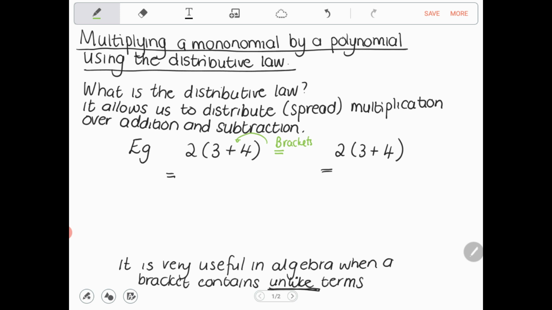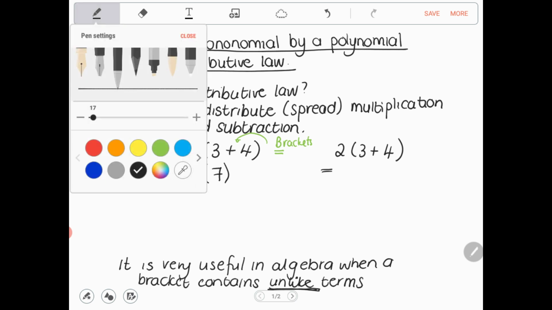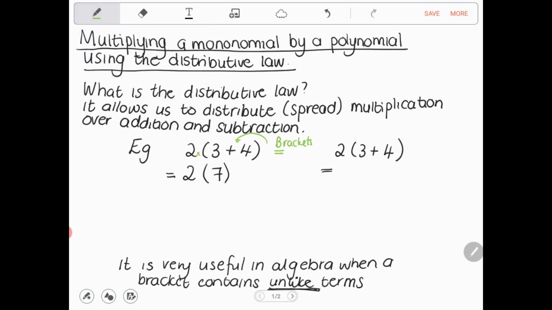So if we look at this arithmetic example, 2 times (3 plus 4), we would normally ask ourselves, can we do what's inside the brackets? And the answer in this case is yes. I can add the 3 plus the 4 to give me a 7. Once we've done our brackets, we're going to do our multiplication. So it's going to be 2 times 7, which gives me 14.